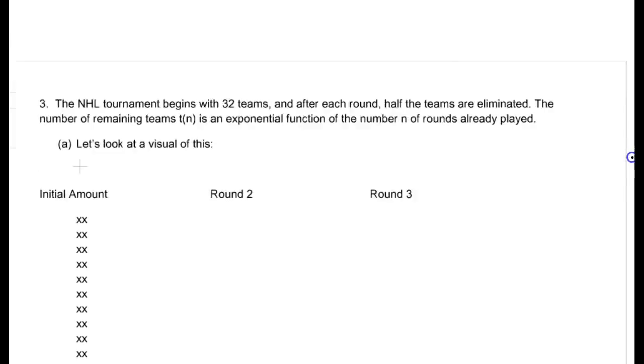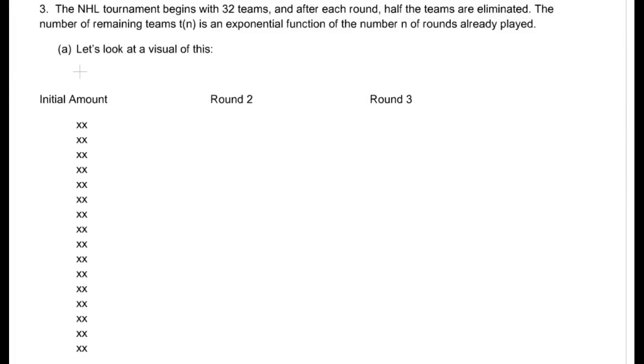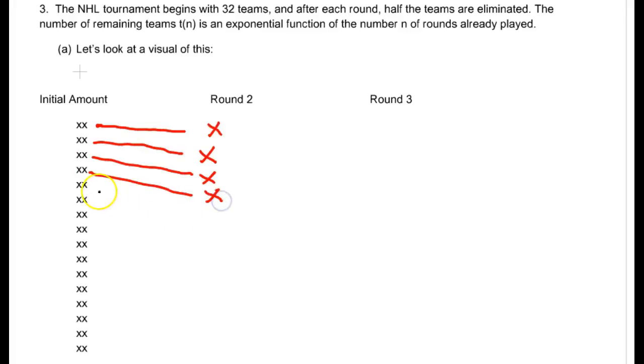See yet another slight difference here. Okay. So what if we had a tournament that began with 32 teams, and after each round, half the teams are eliminated. So we're not doubling anymore. We're going down. We're taking half. Right? So after these 2 teams, there's only 1. From each of those 2 teams, there's only 1 that goes to the next round.